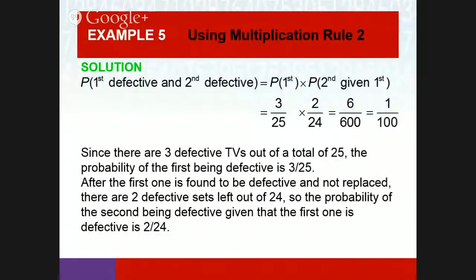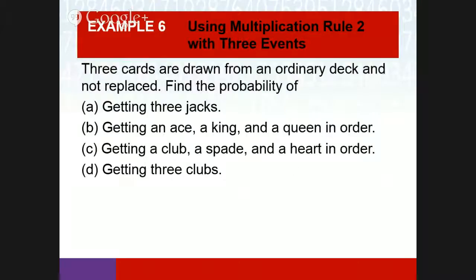Does that make sense there? You can see, a lot of times the keywords will be with replacement or without replacement. Let's look at this next example. Again, you might even want to box or underline if it says without replacement or with replacement. So in this case, what's the probability of getting 3 jacks?